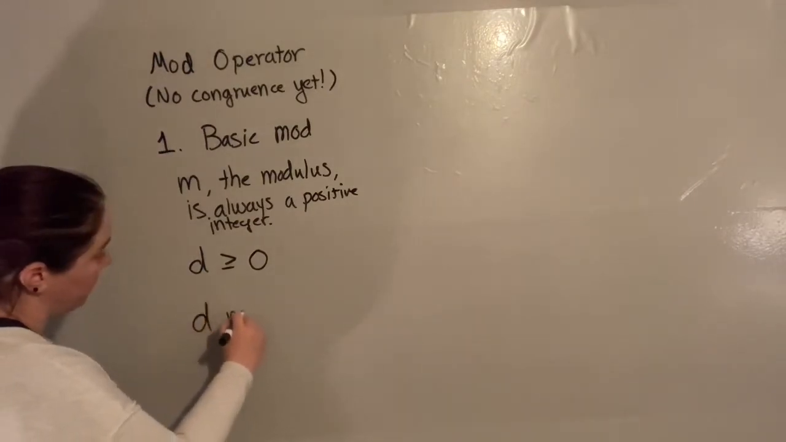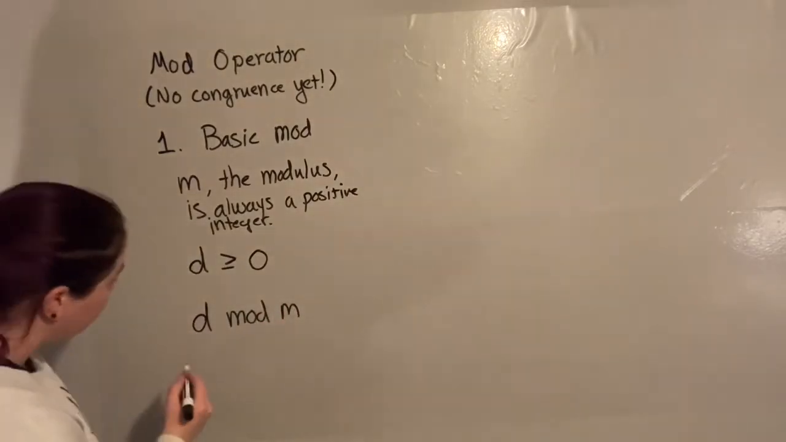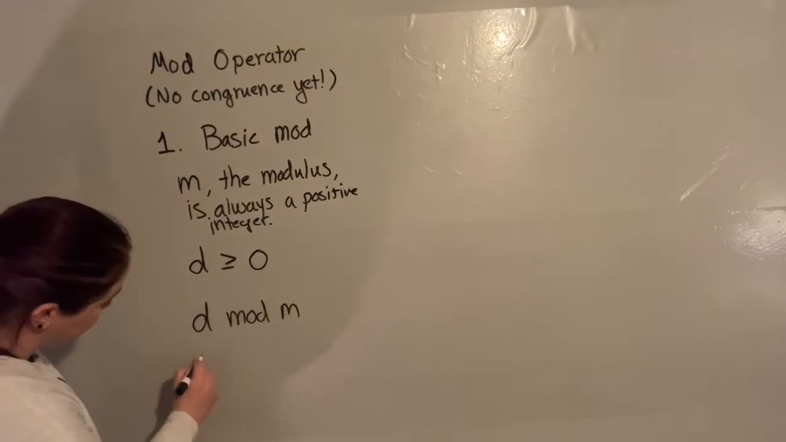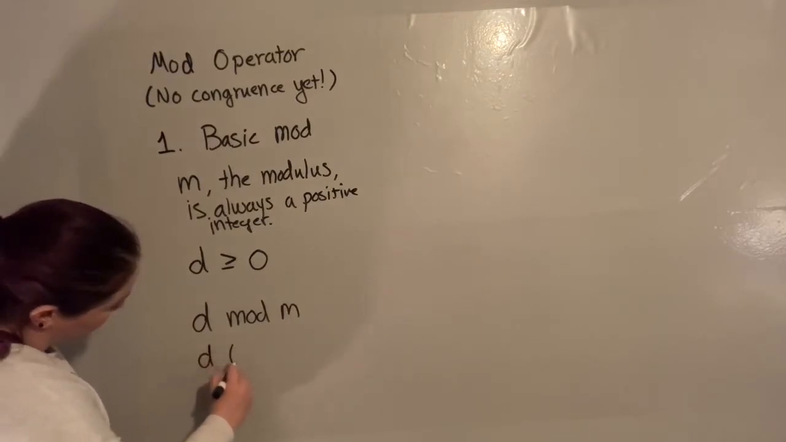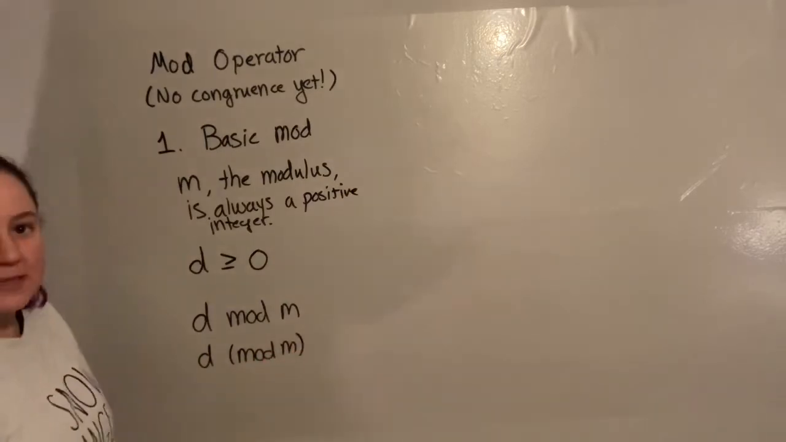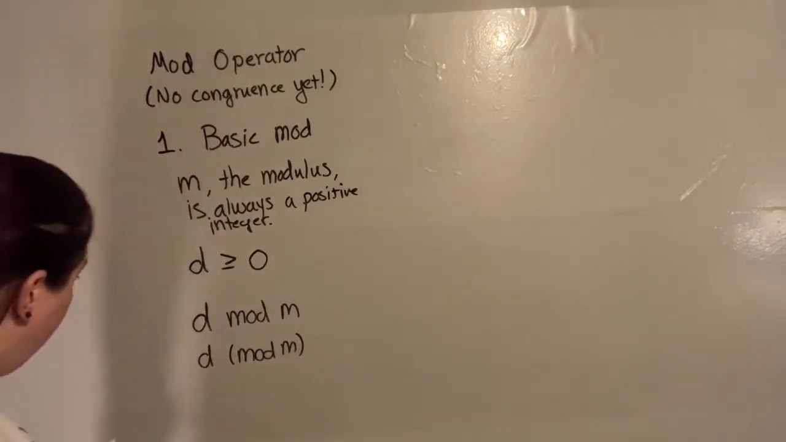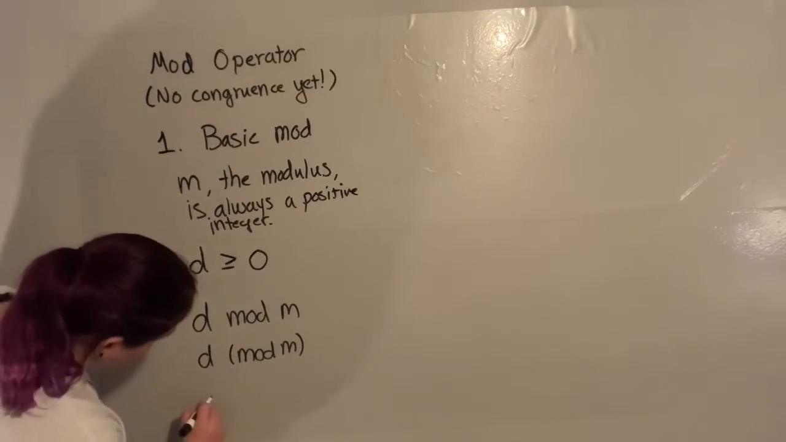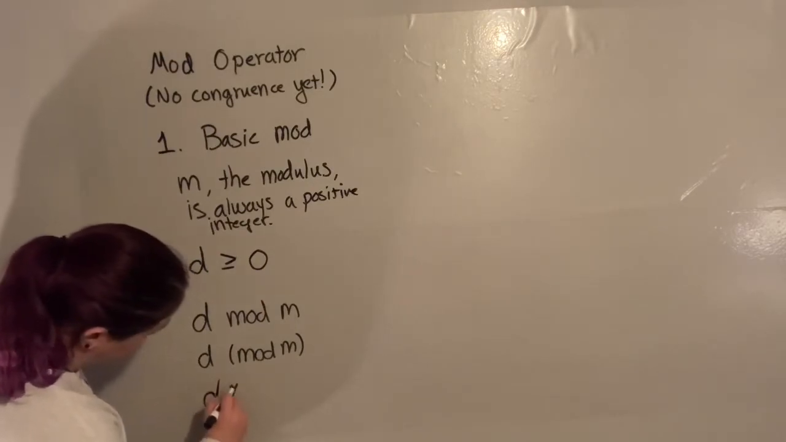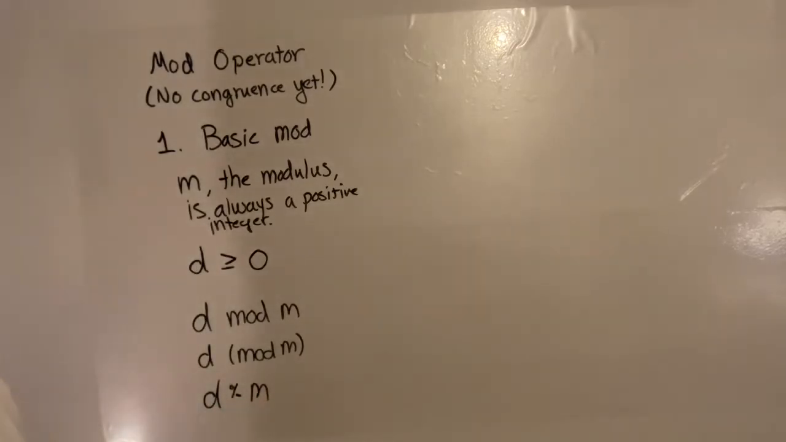d mod m can be written this way. It can be written with parentheses. I generally like the parentheses. It just contains the mod a little bit better, helps you visually break it up, but that's all it does, it's a visual thing. And also, we're not going to use this in general, but if you do any sort of computer programming, the mod operator often is a percent sign, so d percent m.